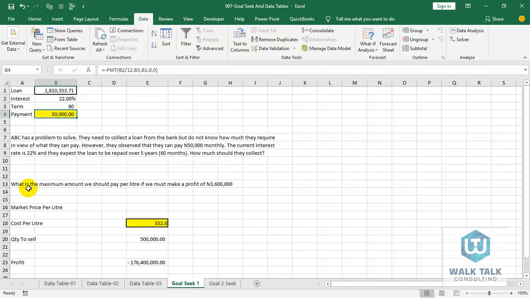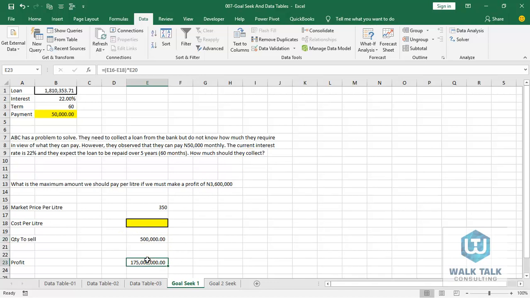So now look at this second question. What is the maximum amount we should pay per liter if we must make a profit of 3.6 million naira? Let's assume that I have a selling price. I don't know the cost of this petroleum product. This is the amount it is being sold in the market, and I want to sell 500,000 liters. Now, what amount should I buy this petroleum product for that will help me to achieve this profit target?